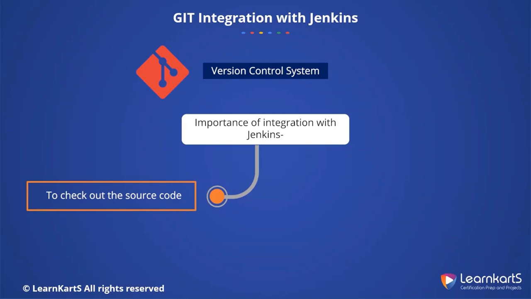So if you are able to have a proper interaction with Git, the very first step which comes up as part of the CI process is to check out the source code.